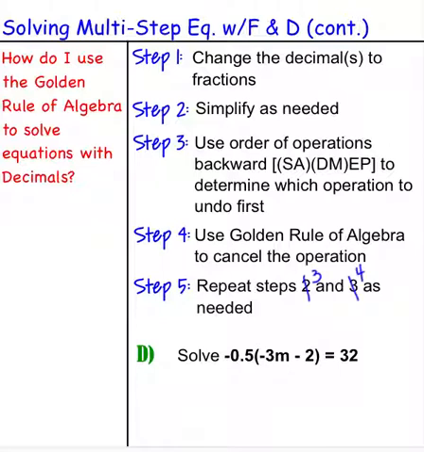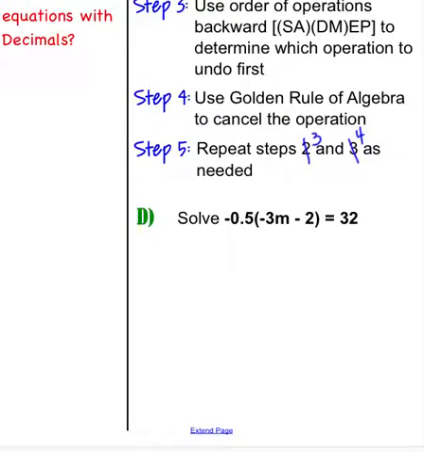So now, knowing that, I'm going to scroll up here. Please feel free to pause at any time if you did not get those steps. So I'm going to go look at D. Solve -1/2 times the quantity -3m minus 2 equal to 32. So I'm going to first rewrite this using fractions. So -1/2 times -3m minus 2 equal to 32.